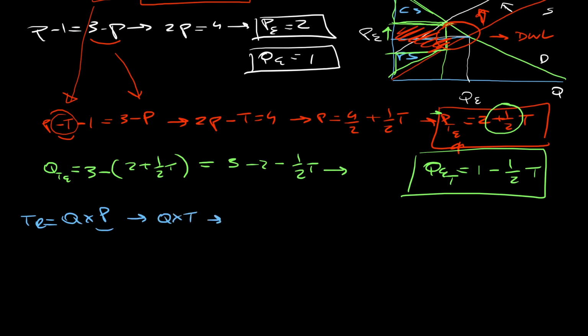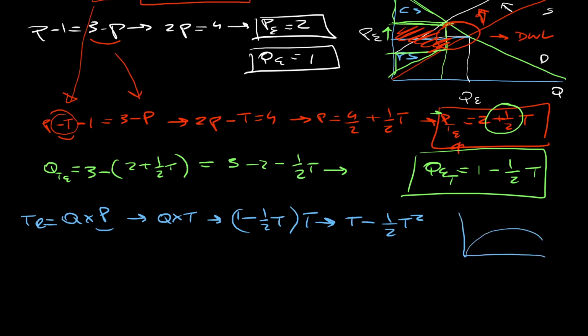So here, because we already have the quantity, it's 1 minus 1/2 t. This is the first one, times t. And if we further simplify the expression, you're going to get t minus 1/2 t squared. And then they are going to ask us what maximizes this tax revenue. And again, we're using derivatives here.